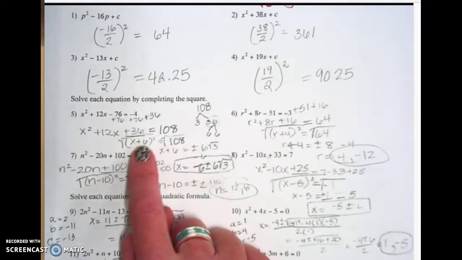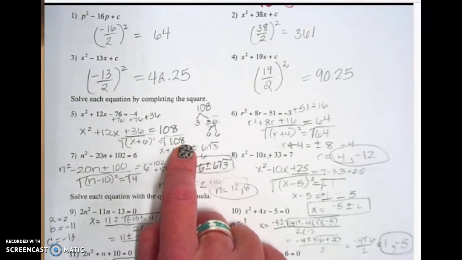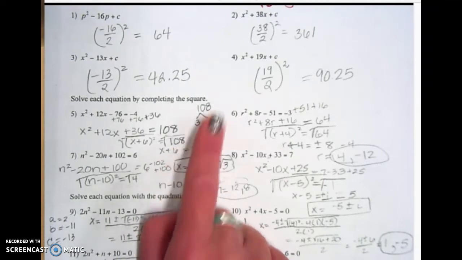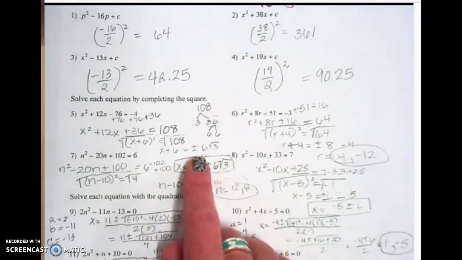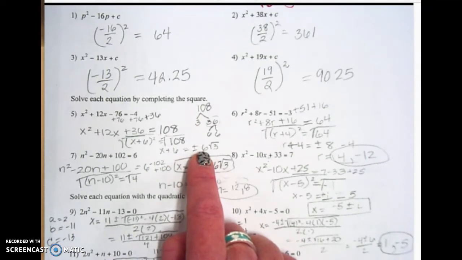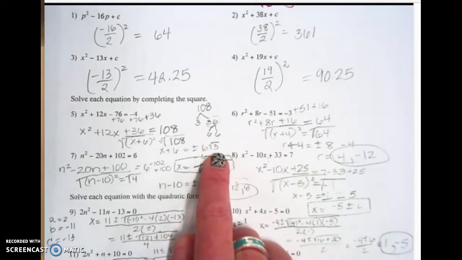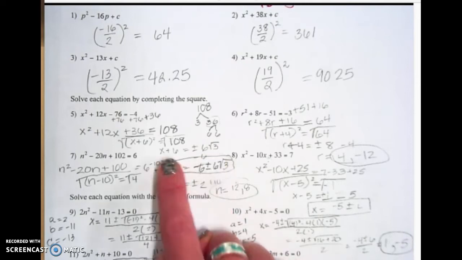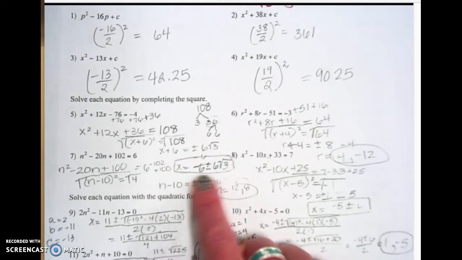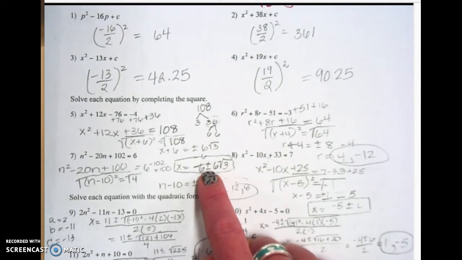Then when you take the square root of both sides, 108 is not a perfect square. So you do the prime factorization, you pull out any perfect square factors, and then any factors that do not have a pair stay inside the radical. Subtract 6 from both sides, and you get two answers by having the plus minus, okay?